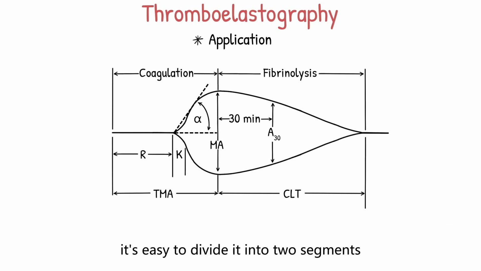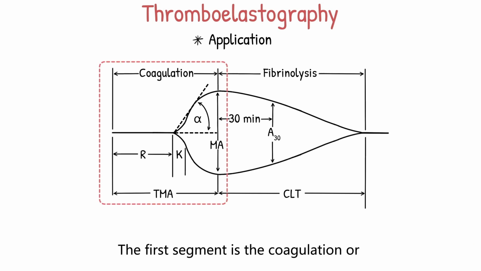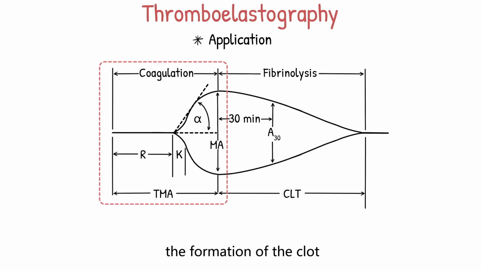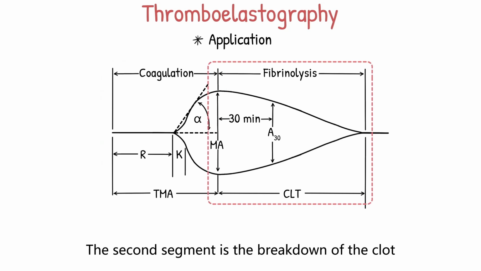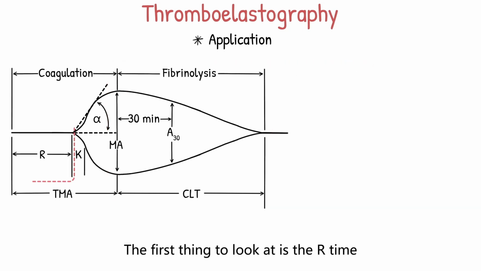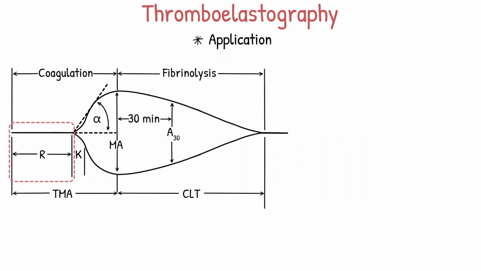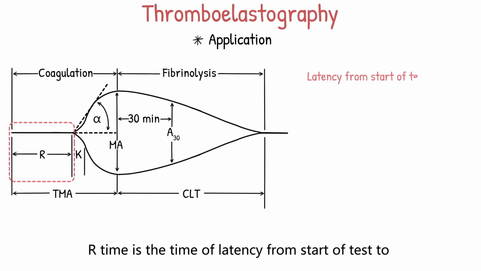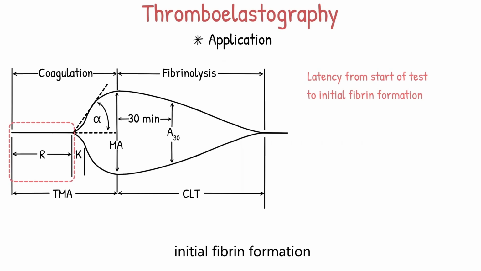It's easy to divide it into 2 segments: The first segment is the coagulation, or the formation of the clot. The second segment is the breakdown of the clot, or fibrinolysis. The first thing to look at is the R time. R time is the time of latency from start of test to initial fibrin formation.